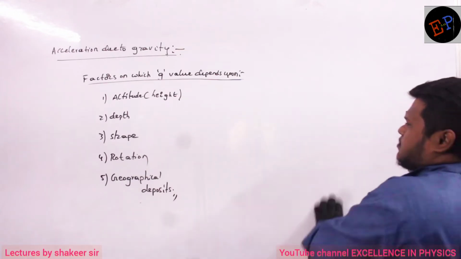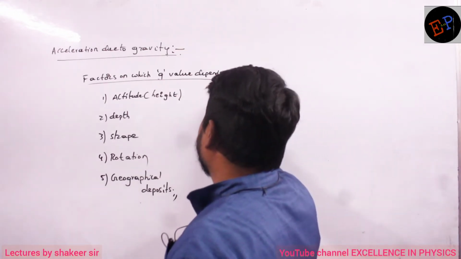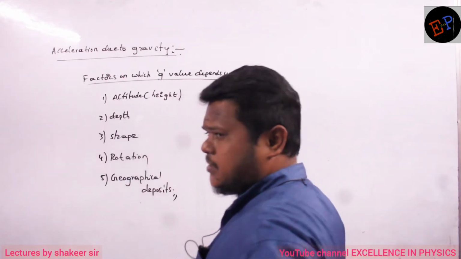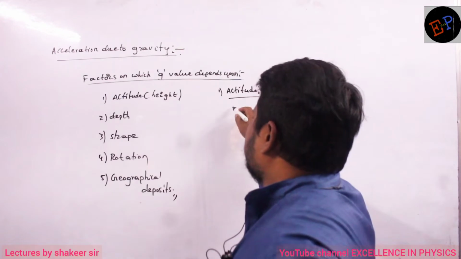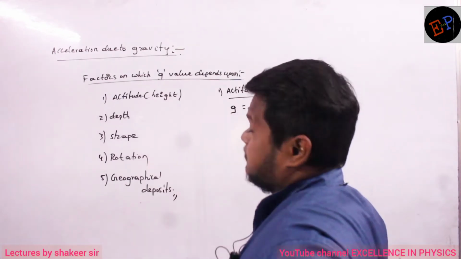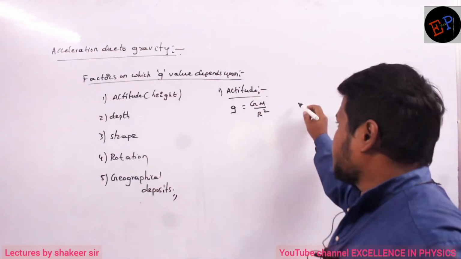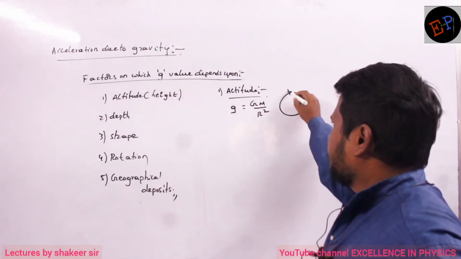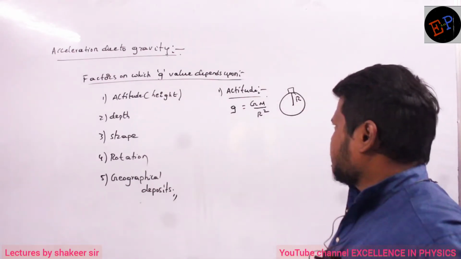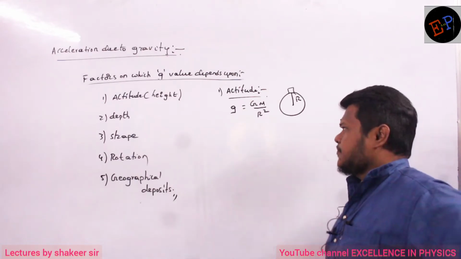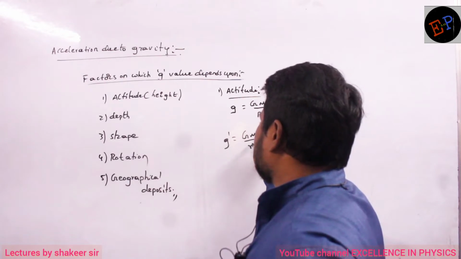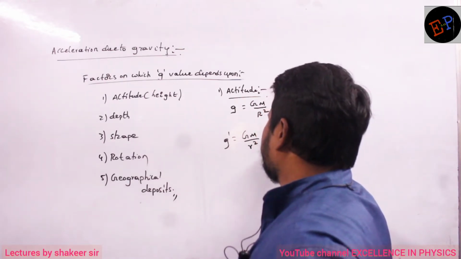Okay. So first of all, I will study about altitude. Altitude is nothing but height. So the g value on the surface of the Earth is GM divided by R square. When a body is present on the surface of Earth, this is the Earth and some mass is present here, then the radius is R. Similarly, g dash is equal to GM divided by small r whole square, or GM divided by (R plus H) whole square.